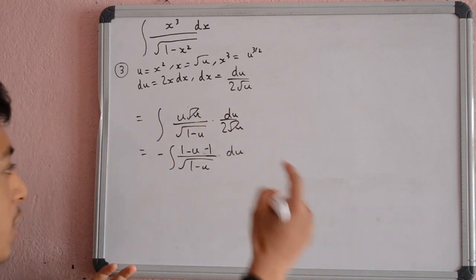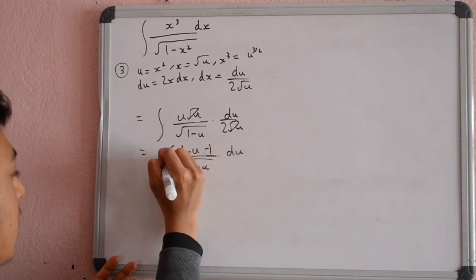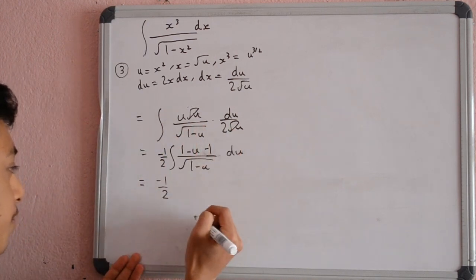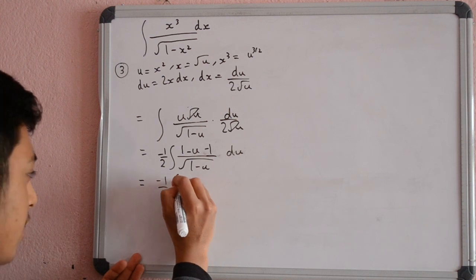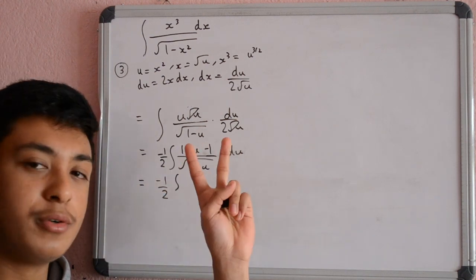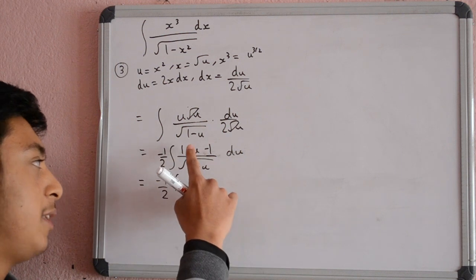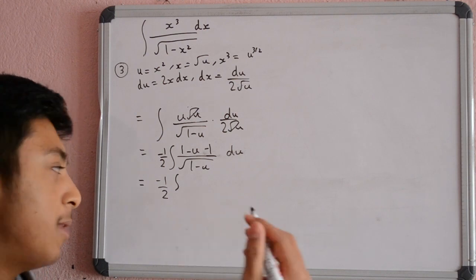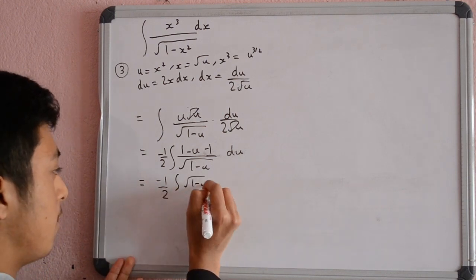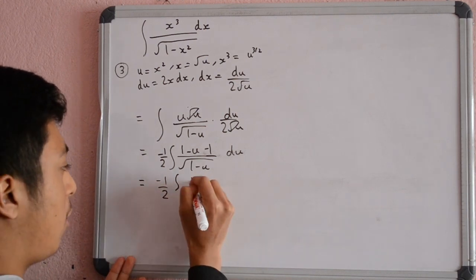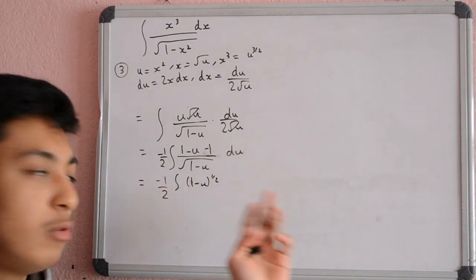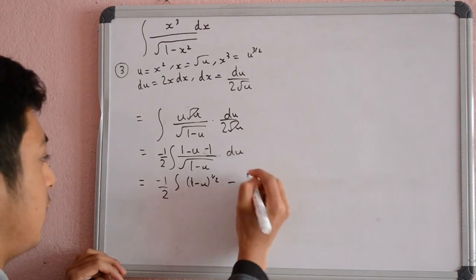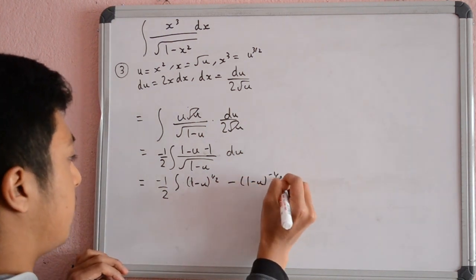Wait, I forgot one thing. This by 2, I'll have to put it outside. Very crucial step. Now this is just the integral of, just split the numerator from here. This will be 1 minus u by root 1 minus u, which is just root 1 minus u. But let's write it in terms of power, because we can just use the power rule here, because this is a linear term, and this will be that.